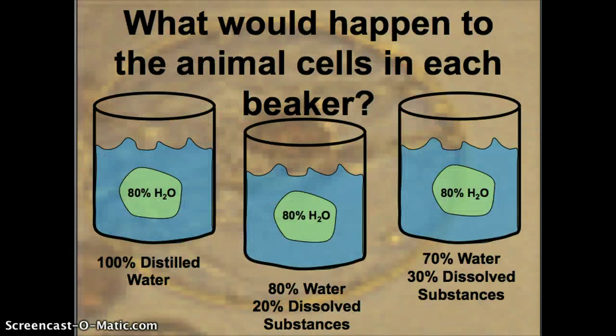This is going to be a skin cell that we put in each of those beakers. You actually drew those skin cells, but yours look a little different. This beaker is in 100% water, and the cell inside of it is 80% water. The cell in the middle has 80% water outside the cell, 80% water inside the cell. In this last beaker, we've got 70% water outside the cell, 80% water inside the cell.